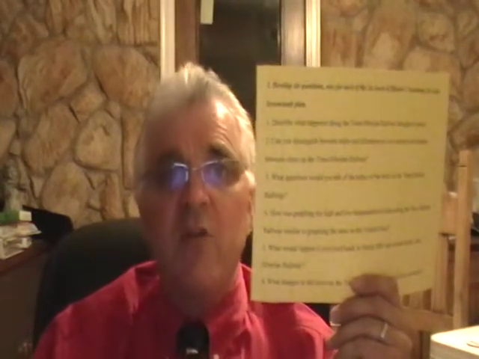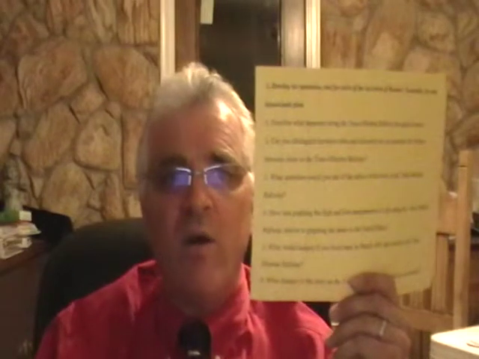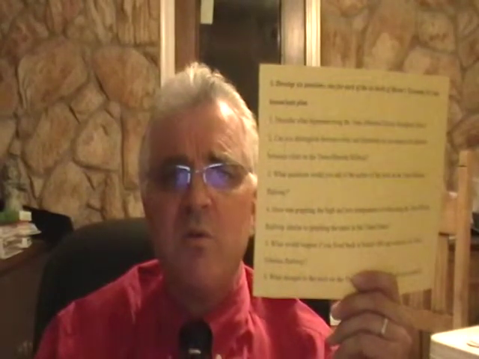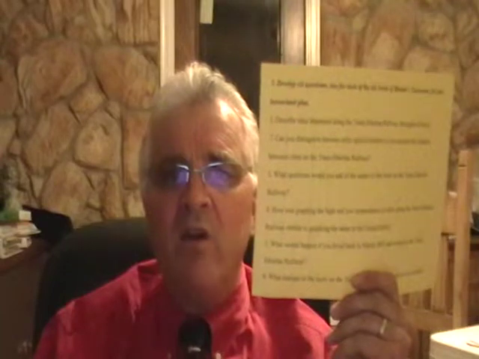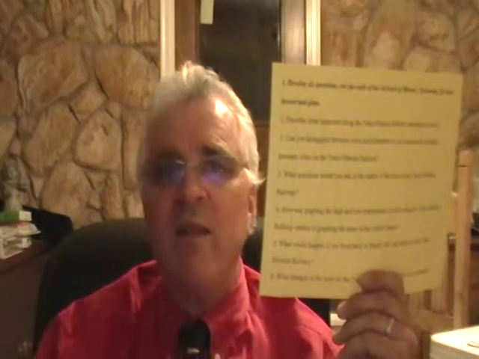One of the questions could be, describe what happens along the Trans-Siberian Railway throughout history. Can you distinguish between miles and kilometers as you measure the distance between cities on the Trans-Siberian Railway? What questions would you ask of the author of the book on the Trans-Siberian Railway? How was graphing high and low temperatures of cities along the Trans-Siberian Railway similar to graphing the same in the United States? What would happen if you lived back in March 1891 and worked on the Trans-Siberian Railway? And what changes to the story on the Trans-Siberian Railway would you recommend?